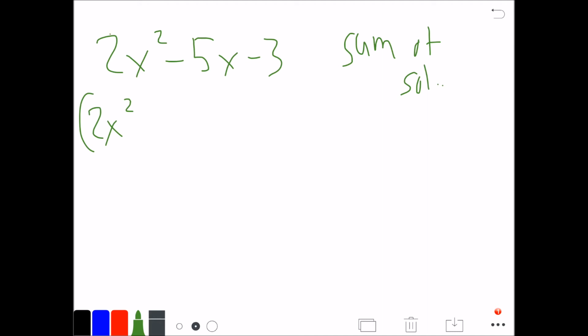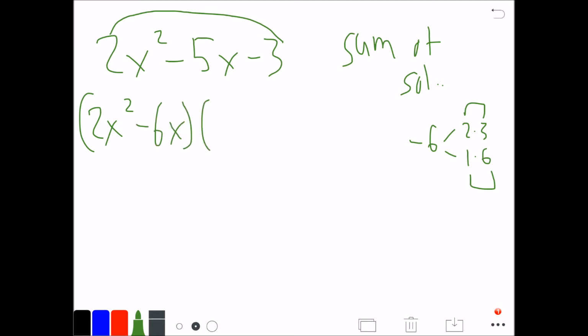So what you want to do is take the 2, multiply by the negative 3, and you get negative 6. And you figure out the factors of negative 6, so like 2 times 3, 1 times 6, and so forth. And you want to figure out the combination to where if you add these two numbers together in any order, you get negative 5, right? So in this instance, I would use negative 6 and positive 1. So I would do something like minus 6x, x minus 3.